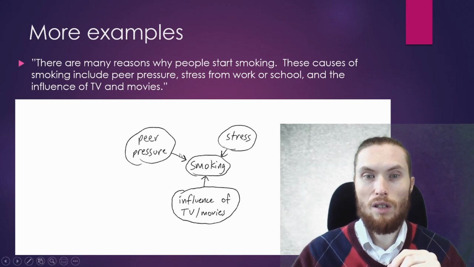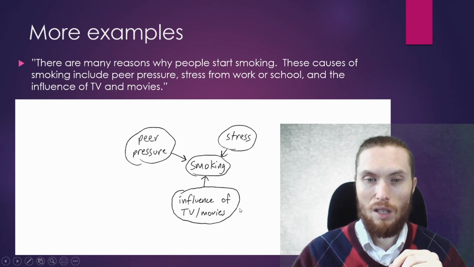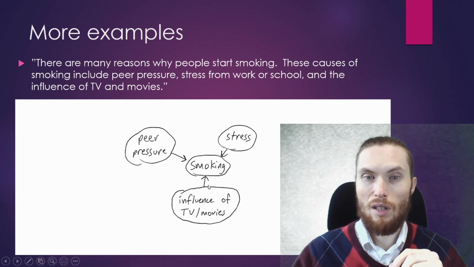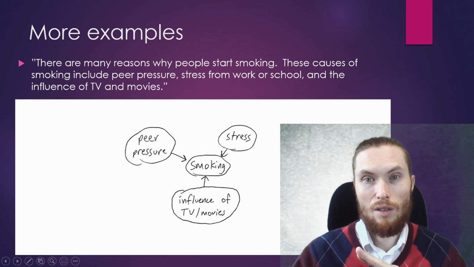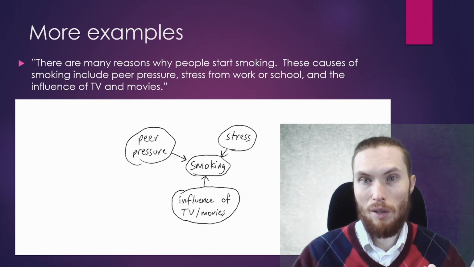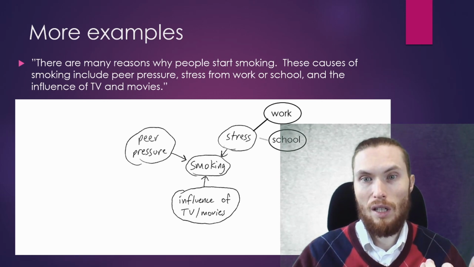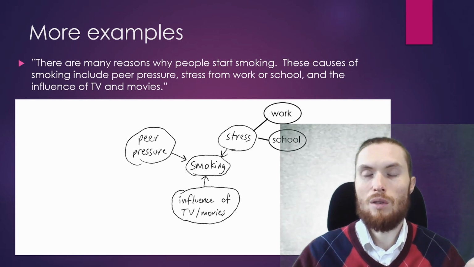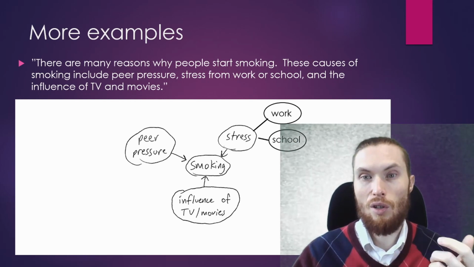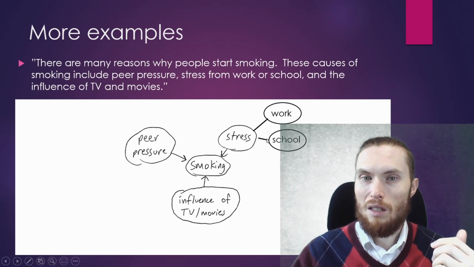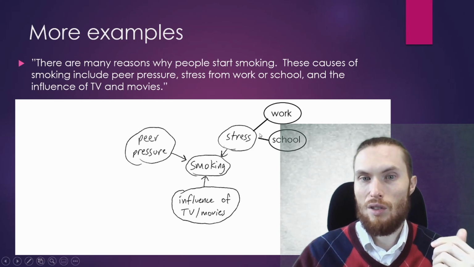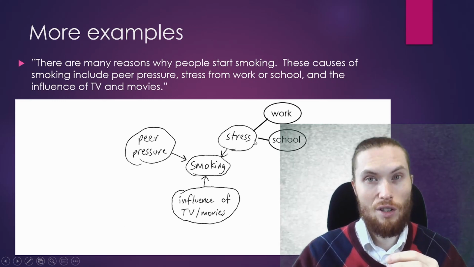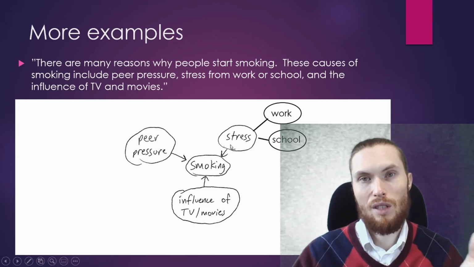So peer pressure causes smoking. Stress causes smoking. Influence of TV and movies causes smoking. But notice there's some other information too in this lecture. So we know, where does the stress come from? It comes from work and it comes from school. So here we can use, again, lines and circles to show information. But notice these lines are not arrows. They're just lines. And so you can use this to show it's just supporting information, but there's no cause and effect relationship.